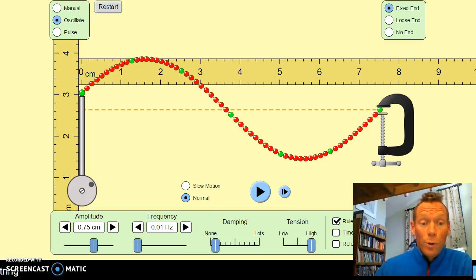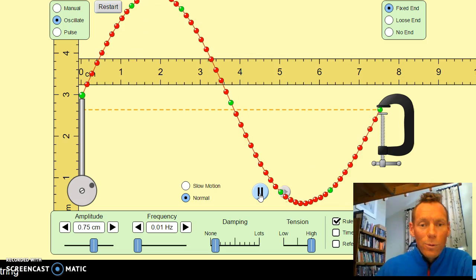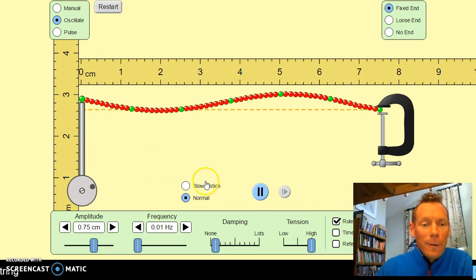Alright, so we are going to talk about what are called standing waves. And we're back here looking at this string. It's got a fixed end, and we have a ruler set up. We'll be doing this in class with some slinkies. I'm just going to push play and see what happens.